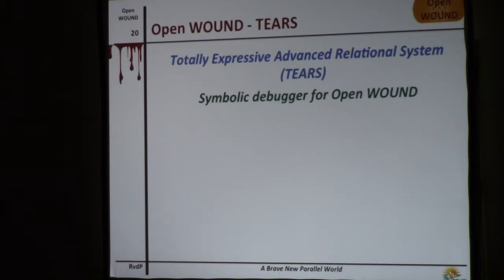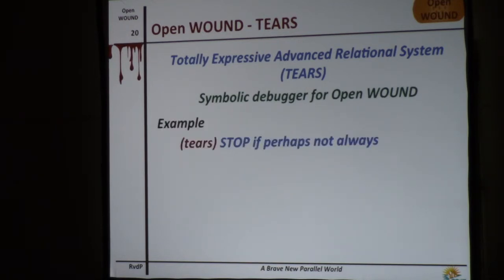Finally, of course, I need to have a development system. My debugger is called TIERS. TIERS stands for Totally Expressive Advanced Relational System, and that's my symbolic debugger. I have a little example to make it more specific. I'll say stop if, perhaps not always, and it will tell me it stopped.